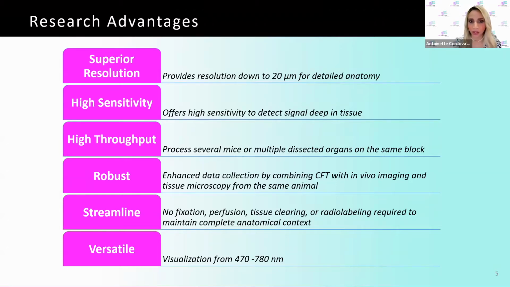We're high throughput. The Xera works, as I'll show on the next slide, by putting an animal into a block. So you can process, for example, several mice or multiple dissected organs like kidneys and brains on the same block. So it really is a great high throughput process of imaging.